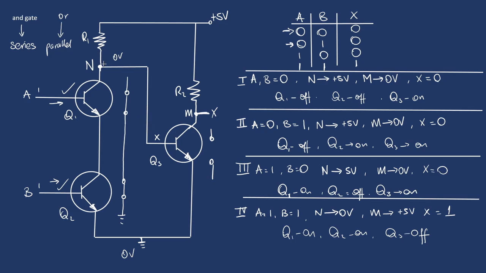Alright, remember, for that to happen, we need to connect these guys in series, and we talk about inputs and see how that affects the voltage at node N and also the voltage at node M, where output X is taken from. Alright, so that's all for now.